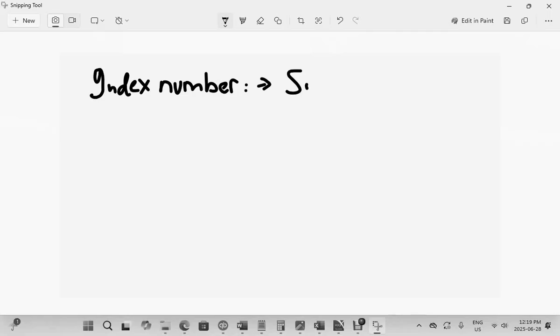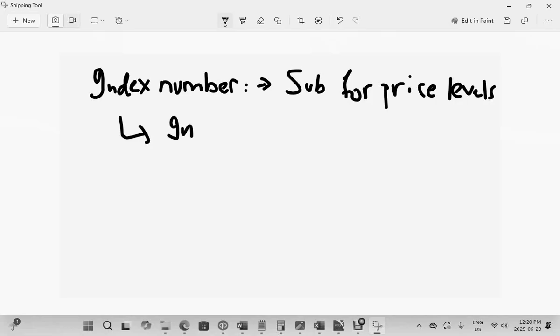So the substitute for price levels. And the reason why you sub in index numbers for price levels is to figure out the inflation rate. Hence, the index number is used by economists to figure out the inflation rate, to make the calculation easy, convenient, and free of errors and omissions. So you have inflation rate.